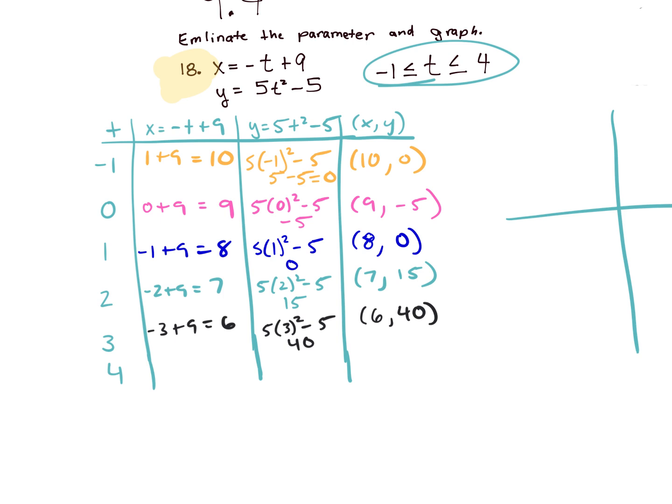And then lastly, we can plug in 4. So negative 4 plus 9 is 5. So our x is 5. And then 5 times 4 squared minus 5. 4 squared is 16. 16 times 5 is 80. 80 minus 5 would be 75.